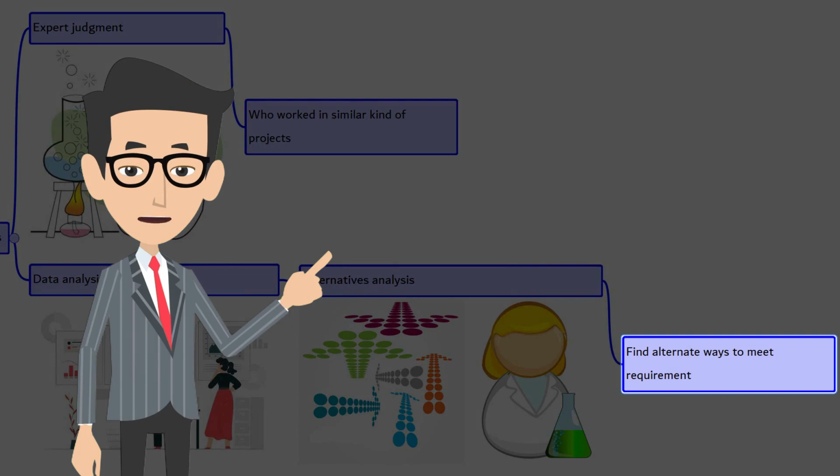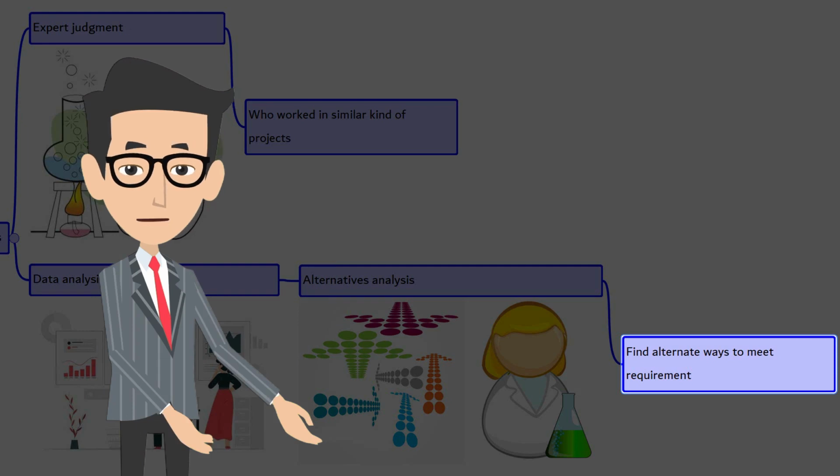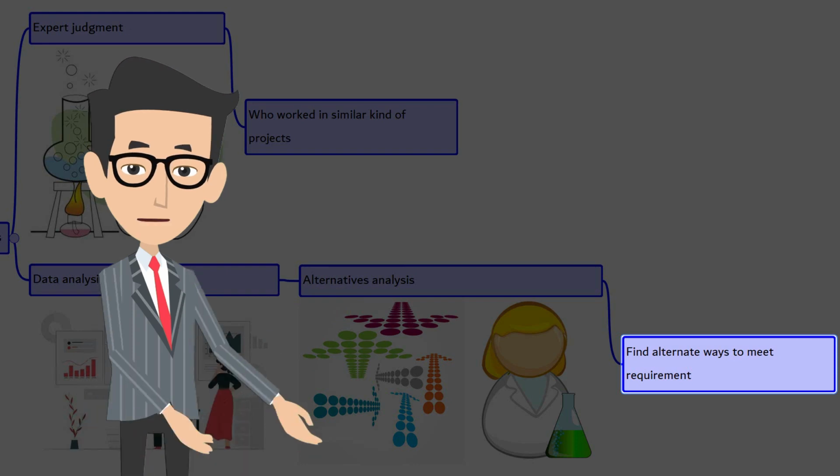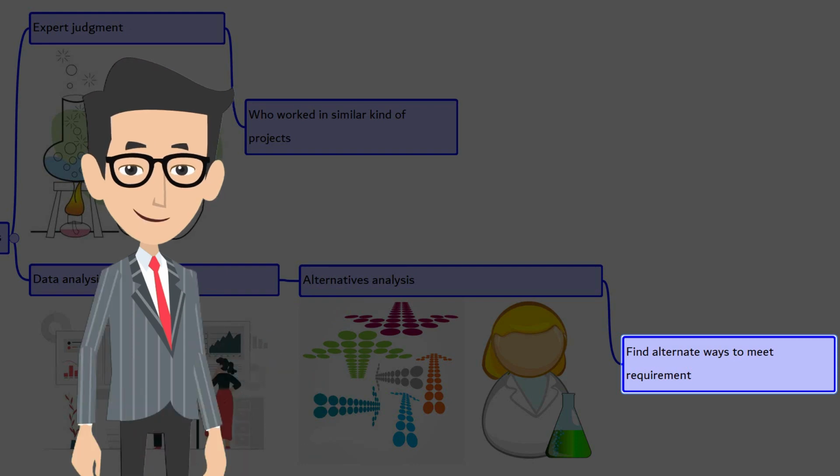In define scope, to meet the requirements, you have to identify the alternate ways. For example, you found that assembly of a car engine using the current process is expensive and time consuming. So you may have to consider looking for another way of doing the same, which takes less time and is also cost effective without compromising the quality.